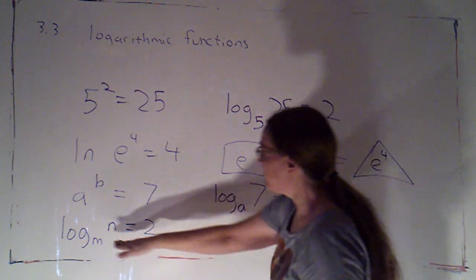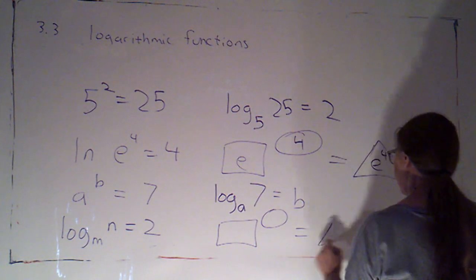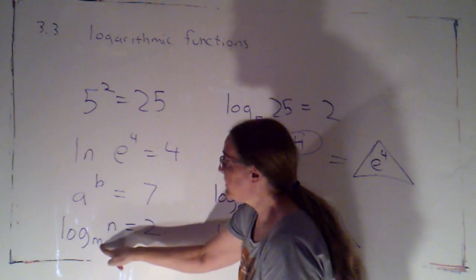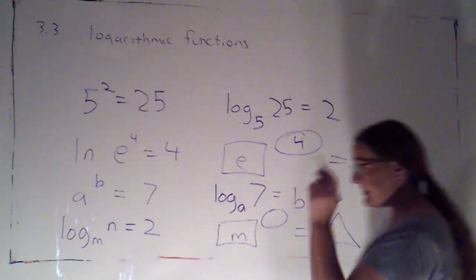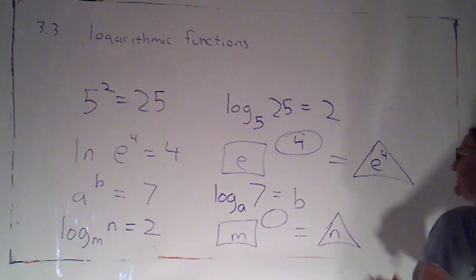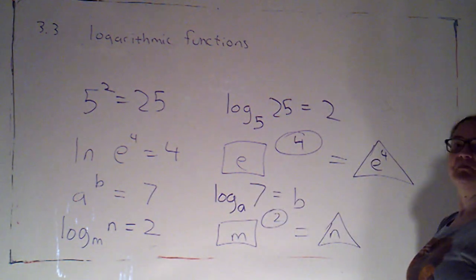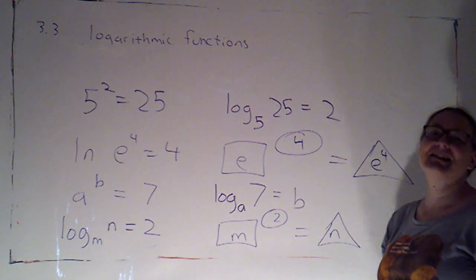Now here, we were given it in log form. We want to write it in exponential form. I like to just have shapes as my placeholders. This says the exponent I need when m is the base to get n, that's the thing I get. That's on the other side of the equal sign. The log is 2, so the exponent is 2. So that would be a fancy way of saying m squared is equal to n.